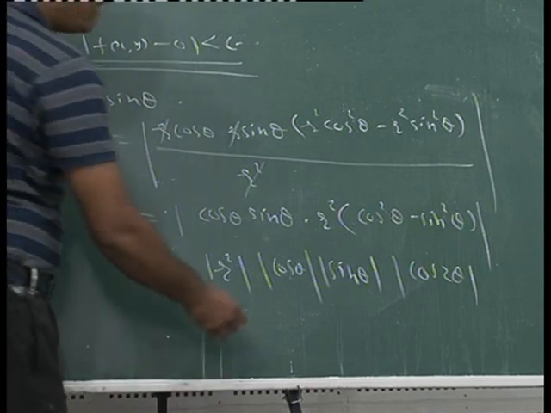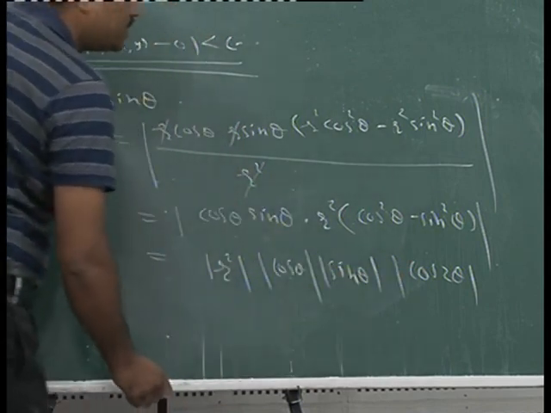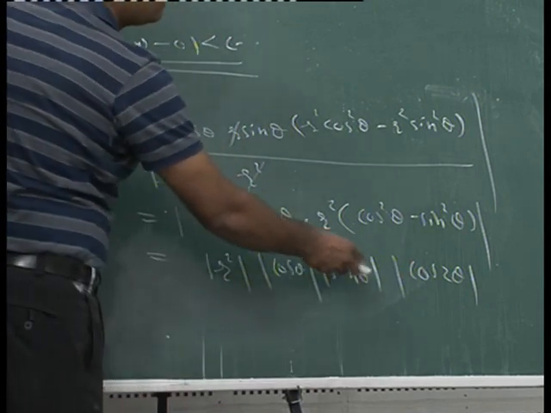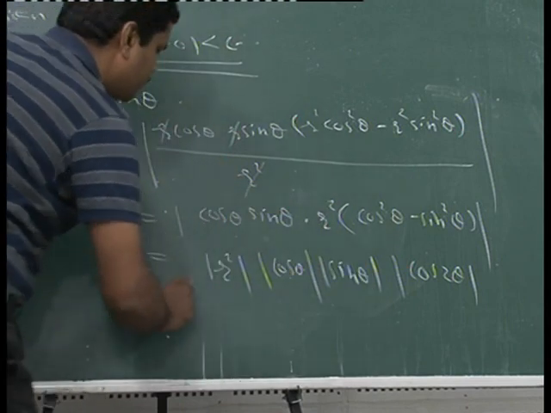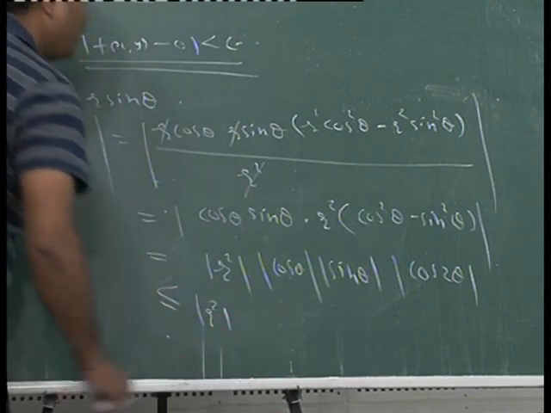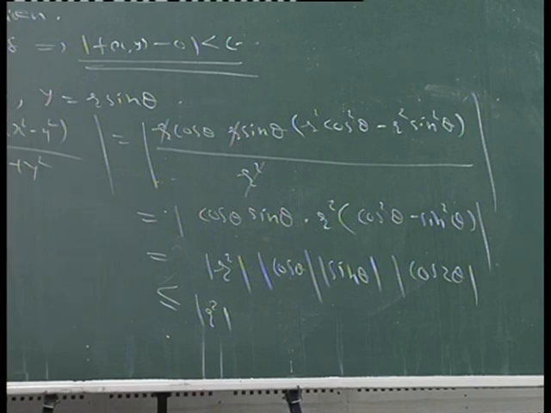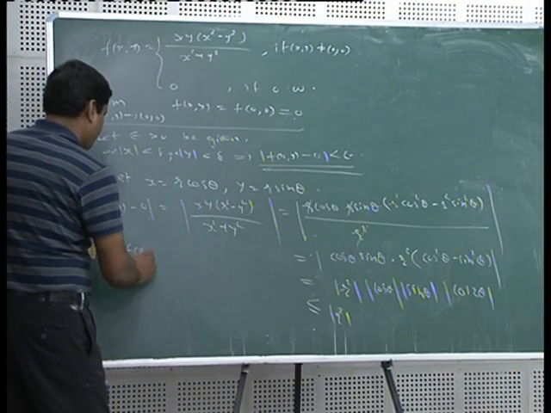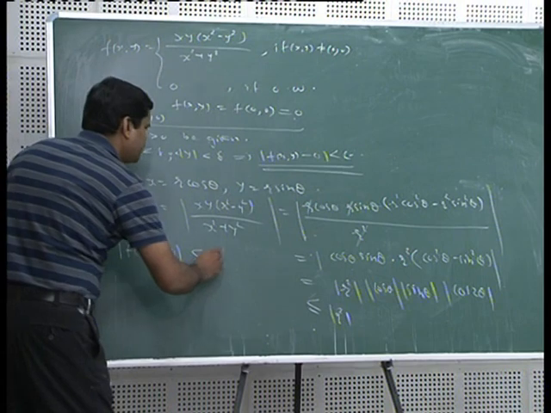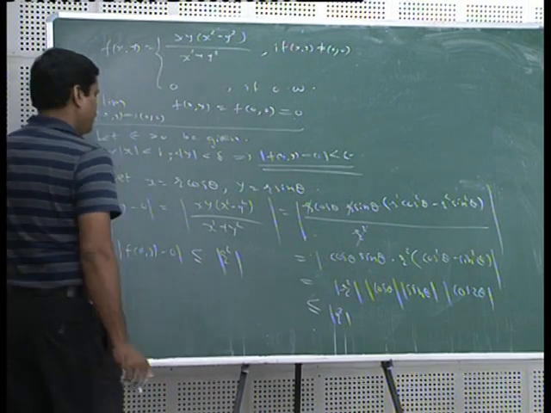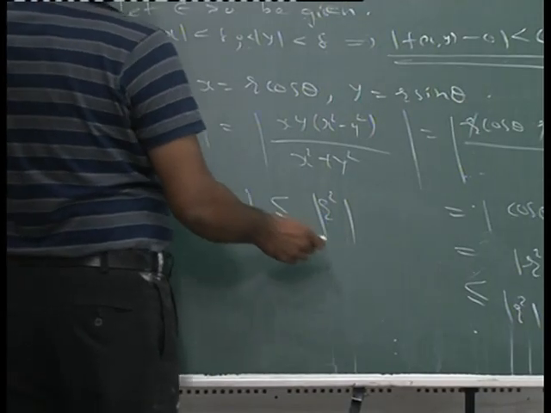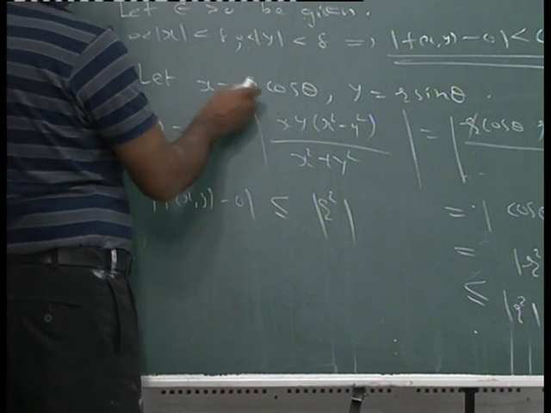And we know that the absolute value of all trigonometric functions is always less than or equal to 1. So, cos of something, sin of something, if you take the absolute value, it is always at most 1. So, this I can write is less than r². So, what I have proved is this: |f(x,y) − 0| is less than or equal to |r²|. Now, from where does this r² come? It comes from this thing, and it depends on x and y.